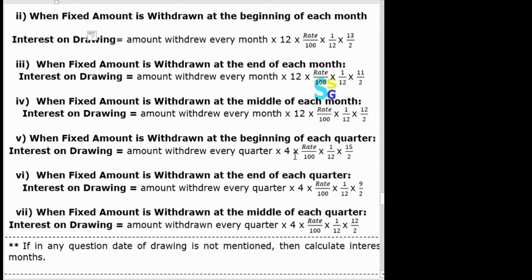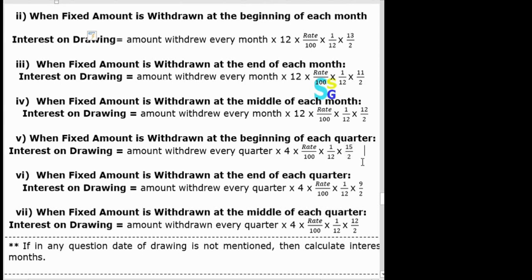into 4. Why here is it into 4? Because there are only 4 quarters. So if you are withdrawing money every quarter, then a maximum of 4 times you can withdraw. So amount withdrawn every quarter into 4 into rate by 100 into 1 by 12 into 15 by 2.